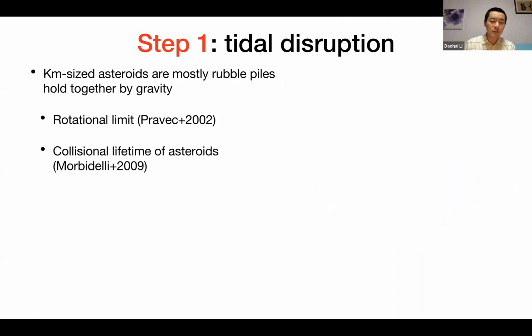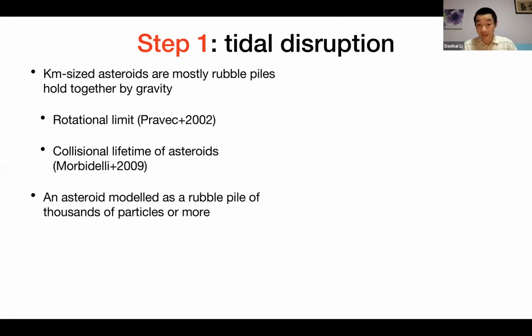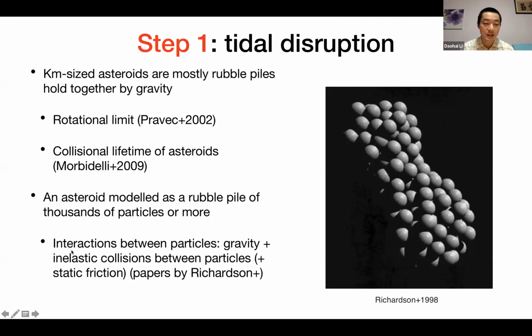And also for asteroids, because their collisional velocities are typically a few kilometers per second, these collisions can be highly destructive. As a result, if an asteroid is a few kilometers in size, its collisional lifetime would be much shorter than the age of the solar system. So if we have kilometer-sized asteroids, it's not likely that they are monolithic. So we model an asteroid as a rubble pile of thousands of particles. And here is an example of a rubble pile asteroid. We consider the gravitational interactions and the inelastic collisions between the particles.